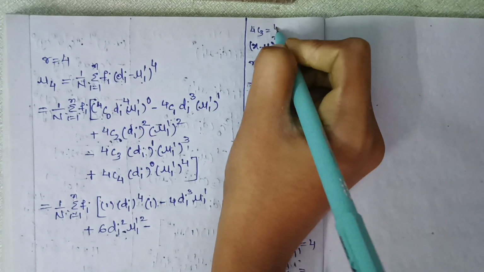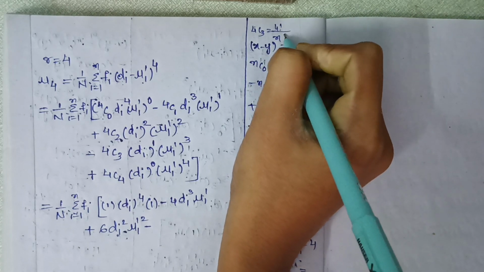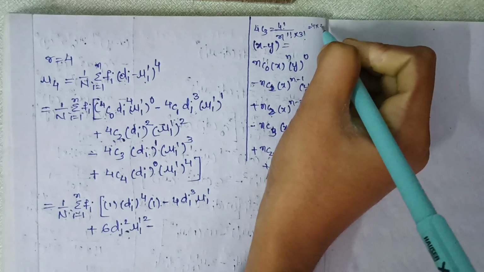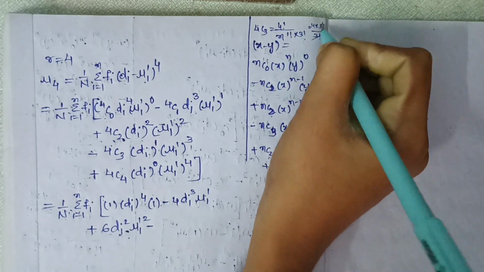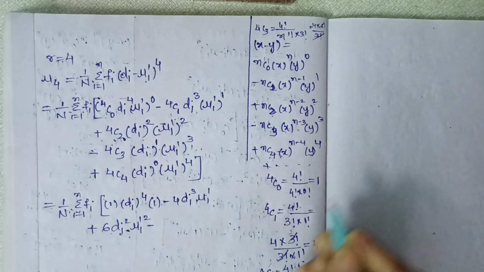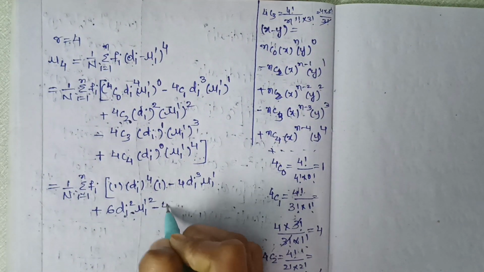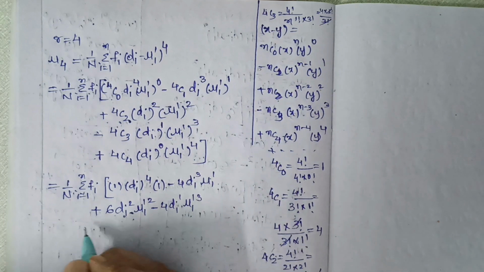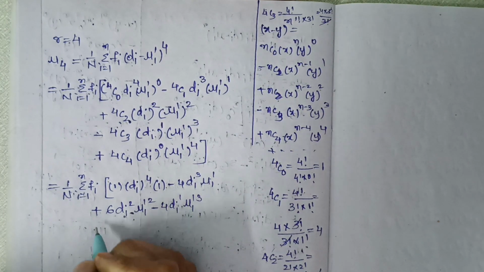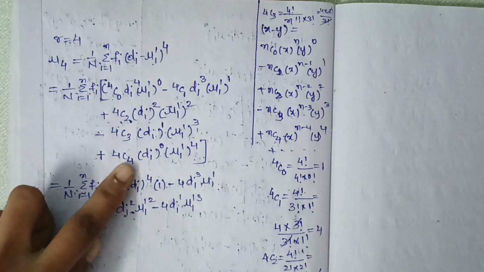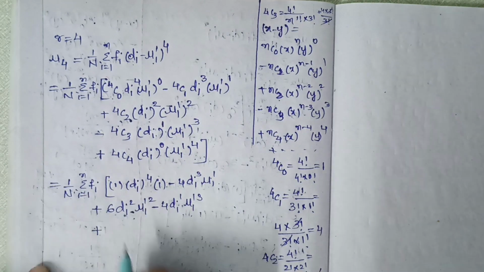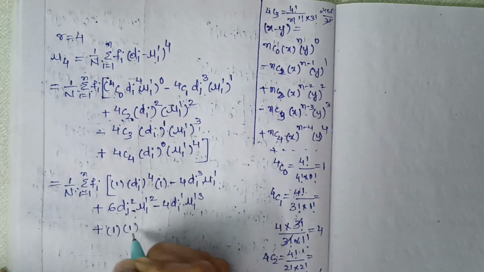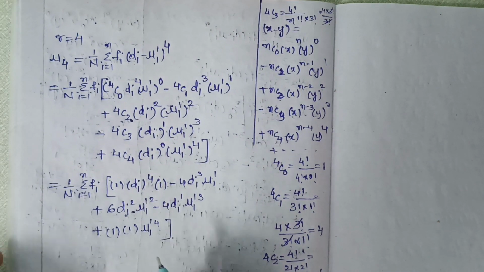4C3 is 4 factorial by (4 minus 3) factorial times 3 factorial, which is 1 factorial into 3 factorial. Therefore 4 into 3 factorial by 3 factorial, which we can cancel, and we get 4. Therefore 4 (d_i)^1 (−μ1')^3, plus 4C4, which we get as 1, and anything to the power of 0 is 1, and (−μ1')^4.